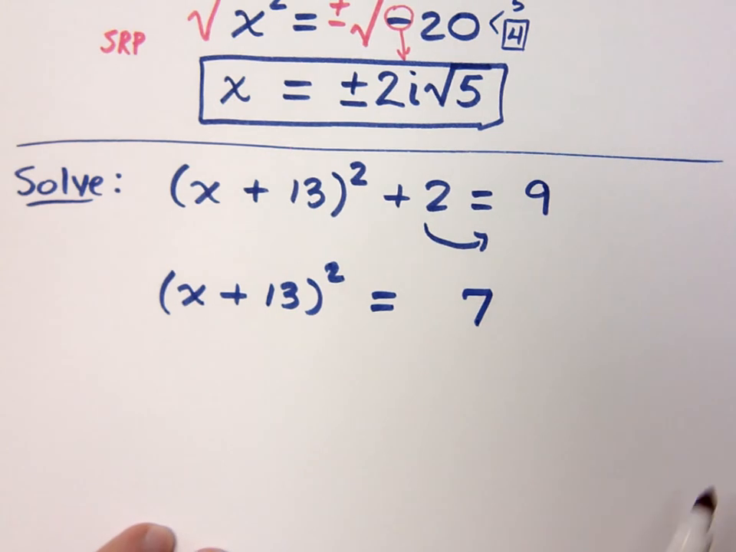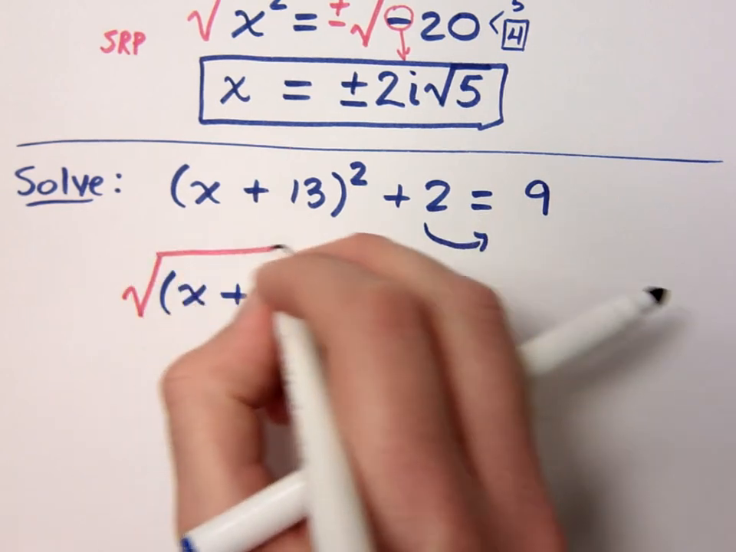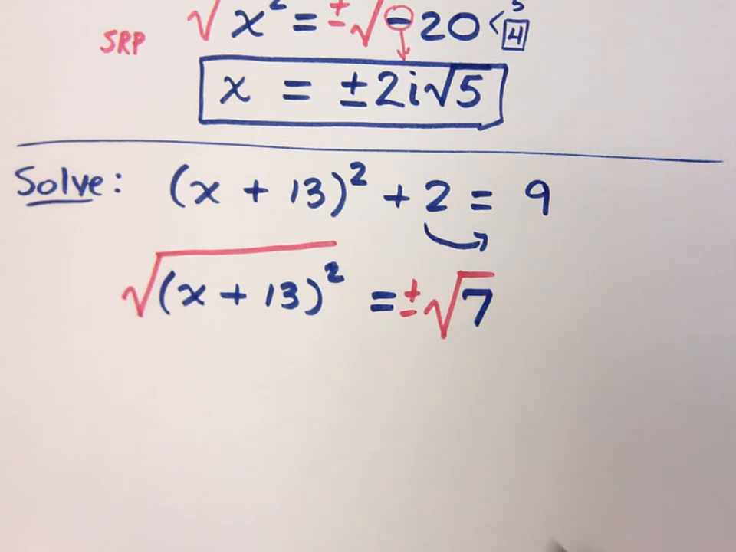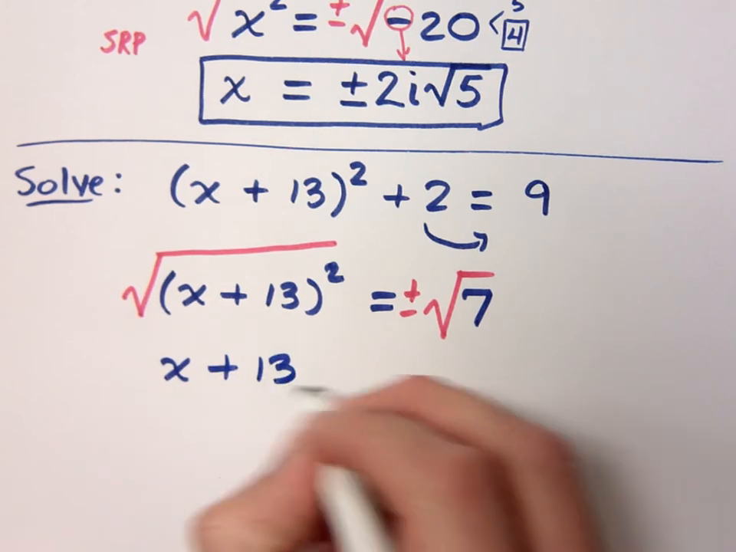I pull out my handy dandy marker. Take the square root of both sides. Remember your plus or minus. When you're doing this on your own, you may want a red pen to highlight that plus or minus so that you don't forget it. So now I have that x plus 13 equals plus or minus the square root of 7.